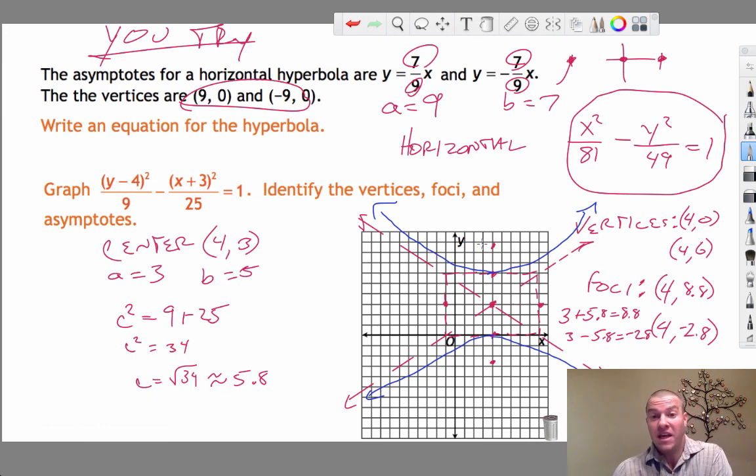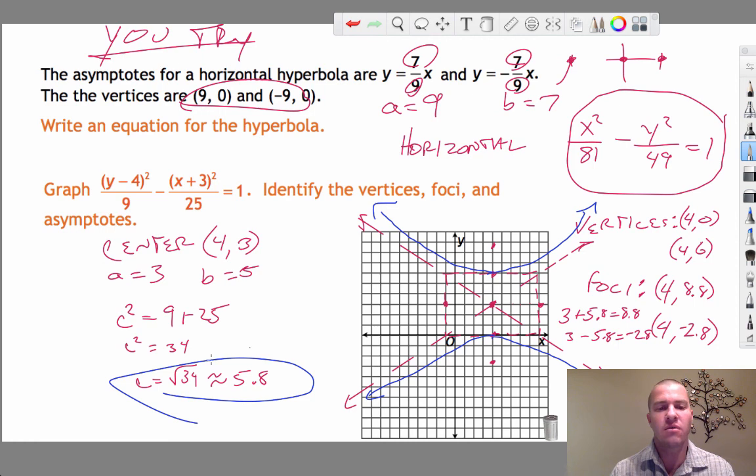And this is the graph of the last one, the hyperbola. The vertices are at 4, 0 and 4, 6. For the foci, I had to find the c here, which is the square root of 34, which is approximately 5.8. Then I added it to the y value of the center because this is a vertical, because my y is first, and got 8.8 and negative 2.8. I'm just going to have you find the slope of the asymptotes, not the whole line, just the slope, which is plus or minus 3 over 5. Rise 1, 2, 3 over 1, 2, 3, 4, 5, and that's it.